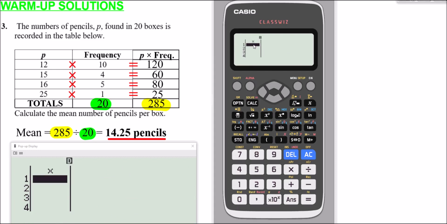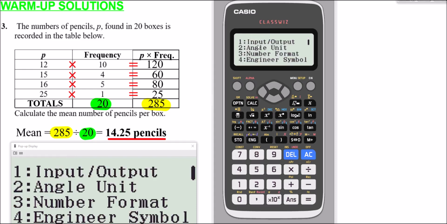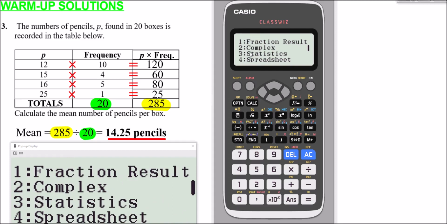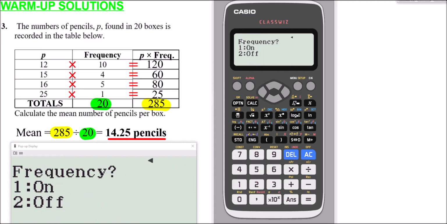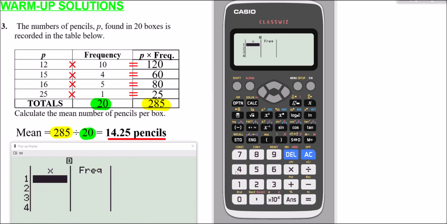But as you can see, we need an extra column for frequency, but we can switch this on by pressing Shift, then Menu, then going down to where it says Statistics, so toggle down to number 3, then press 1 to toggle the frequency column on. We then type in the values as we need. So P, the first value is 12, press 12 and equals, and 15 pencils. The next one's 16, and press again 25.